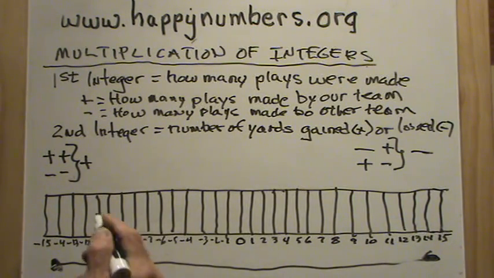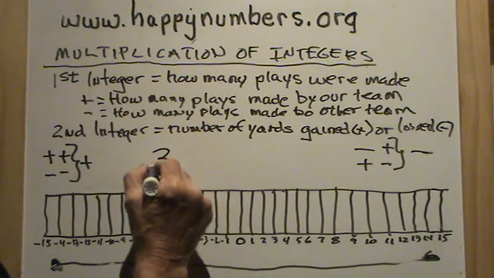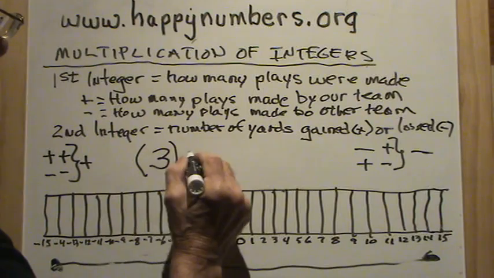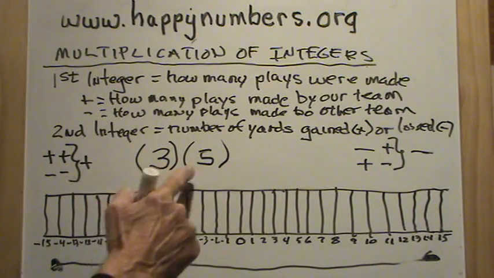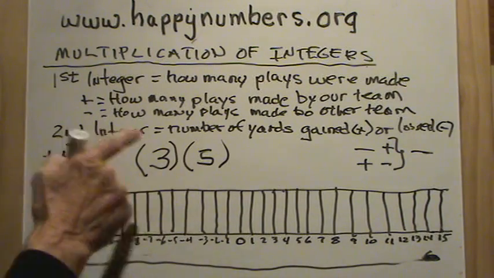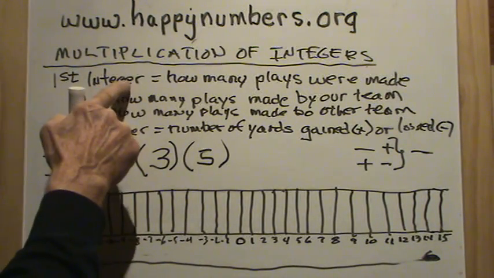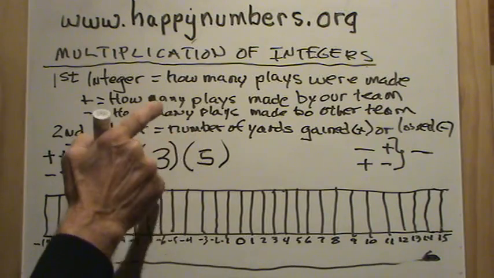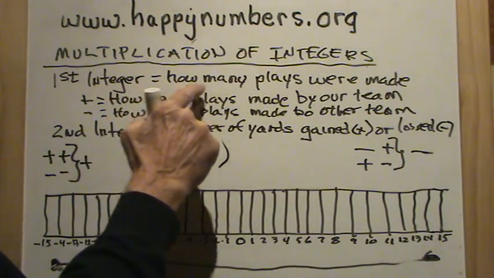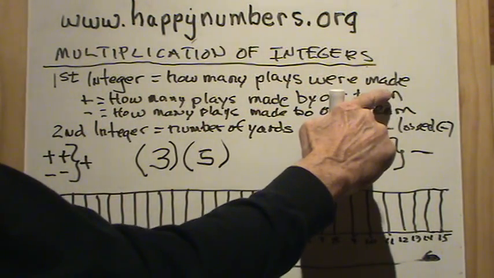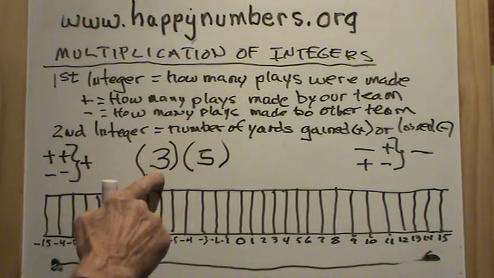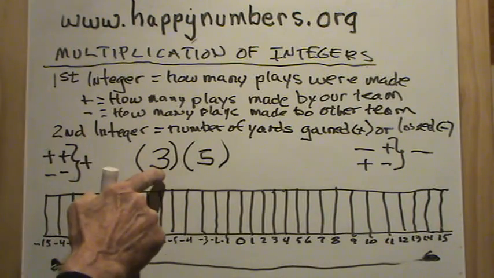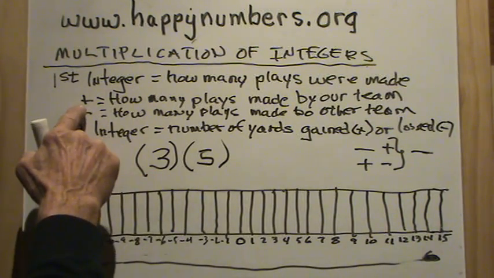Picture a football field, okay? And let's take this problem: 3 times 5. Now we know both of these are positive because there's no sign. The first integer, think in terms of football, will tell us how many plays were made. In other words, how many plays took place. So here there were 3 plays that took place. So that's the first integer.